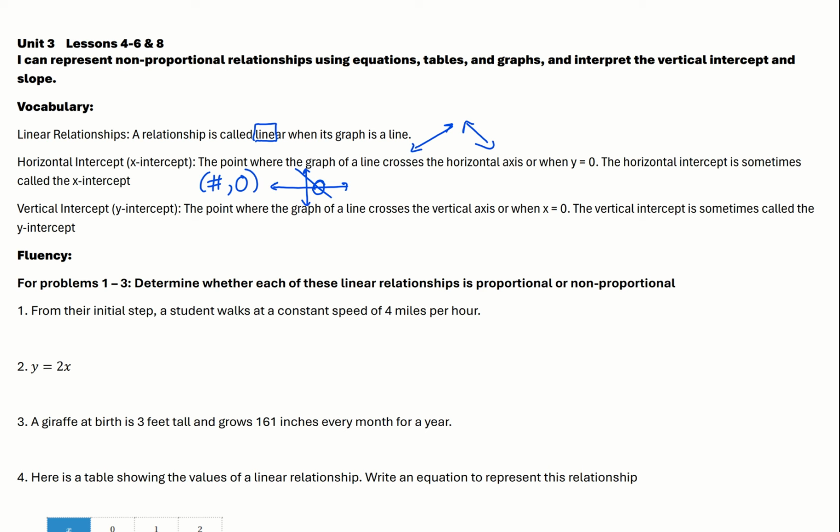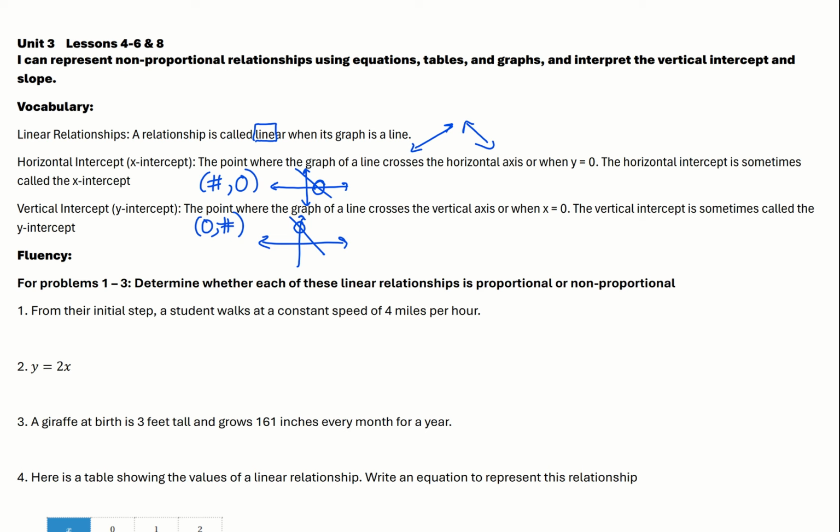And then our vertical intercept, or our y-intercept, is the point where the graph of the line crosses the vertical axis, or when x is 0, and the vertical intercept is sometimes called the y-intercept. So again, it's a point. This time x is 0, we'll have a number here, and when we look at our graph, it's this one right there, okay?